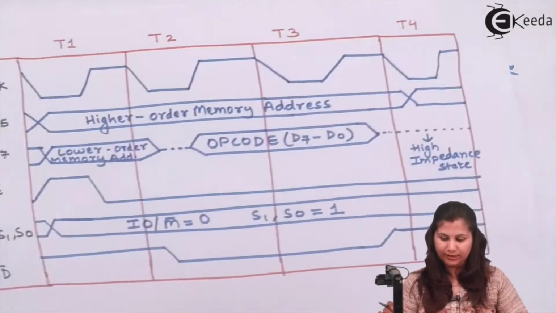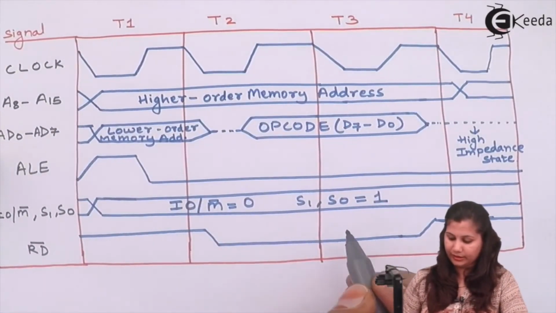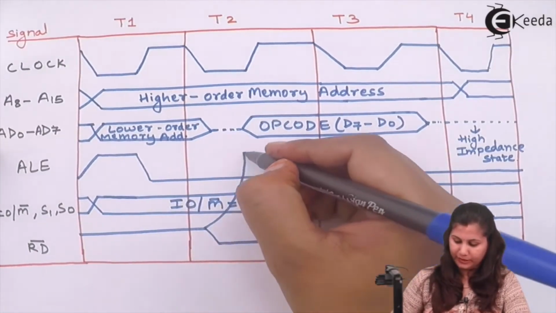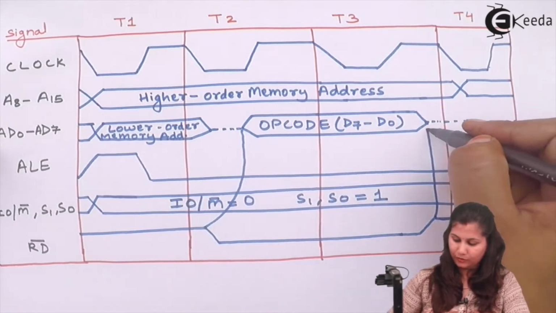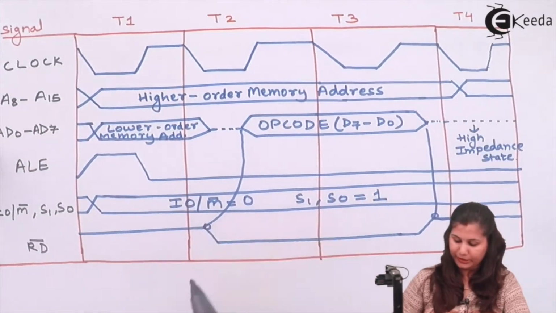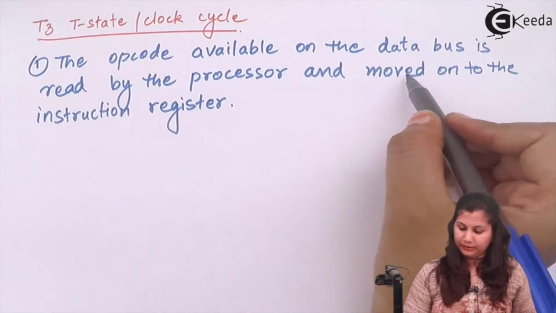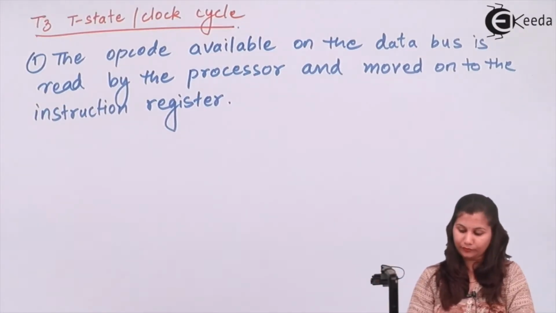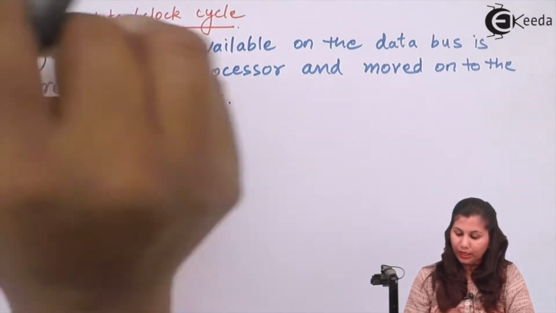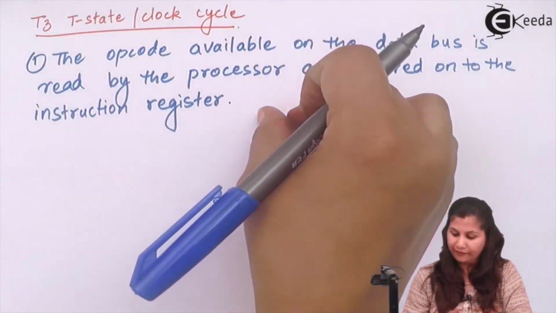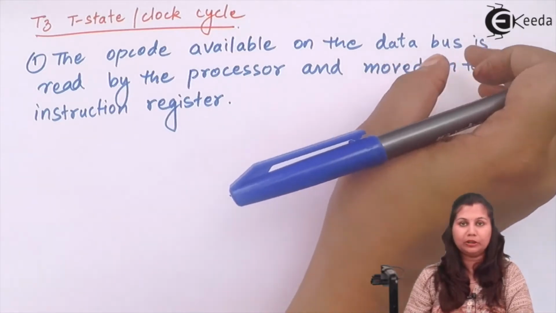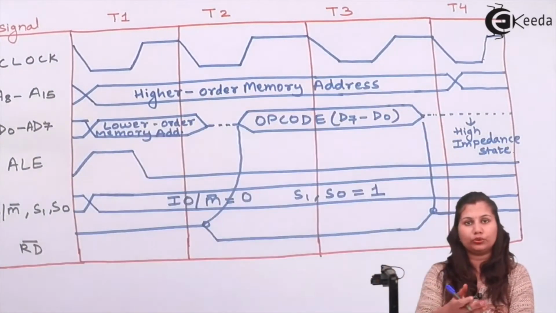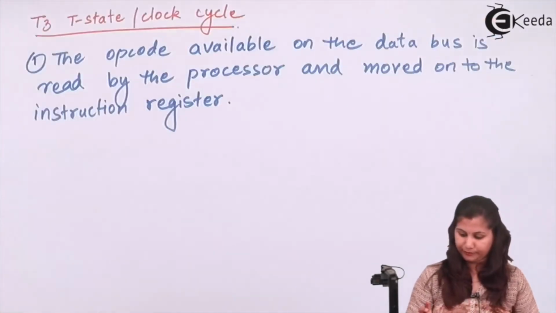So during this T3 cycle, this read signal is showing that the opcode is available here. So this will be synchronized. This opcode will be read by the processor and moved on to the instruction register. So now the instruction register has the opcode which is available on the data bus. Here you can see that this opcode will go to the instruction register.